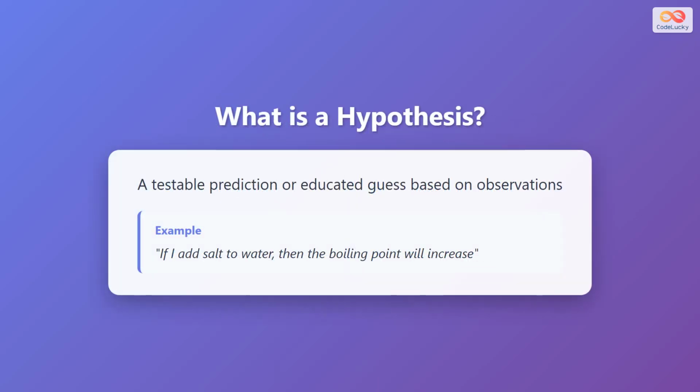A hypothesis is a testable prediction or educated guess based on observations. It's written in a way that can be tested through experimentation. For example, if you observe that salt is often used on icy roads, you might form the hypothesis: if I add salt to water, then the boiling point will increase. This statement is specific, testable, and based on prior knowledge about how substances interact.